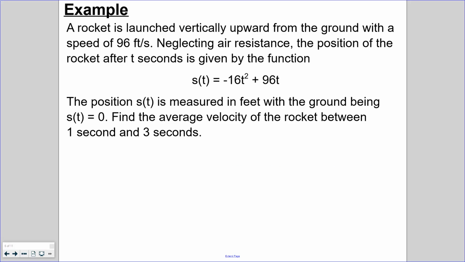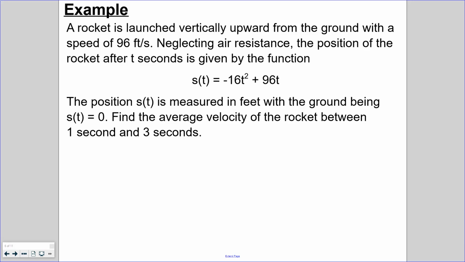Alright, so let's take a look at an example. Here we're told a rocket is launched vertically upwards from the ground with a speed of 96 feet per second. Neglecting air resistance, because this is a math class, the position of the rocket after t seconds is given by the function s of t is equal to negative 16t squared plus 96t.